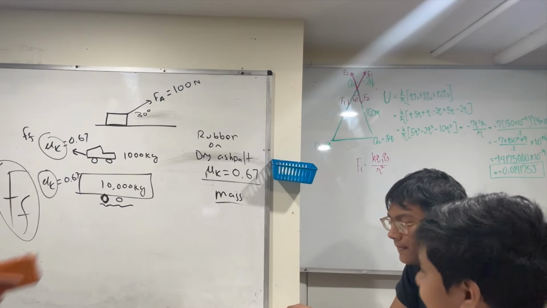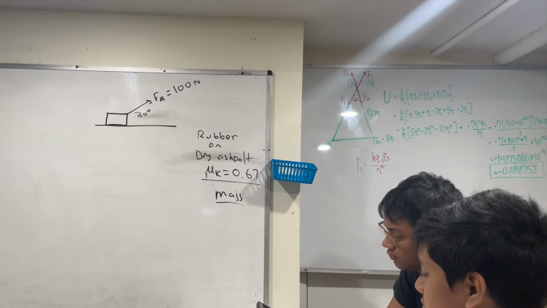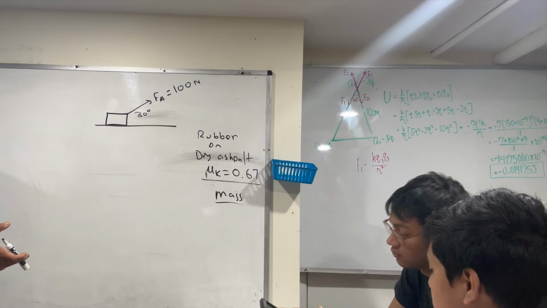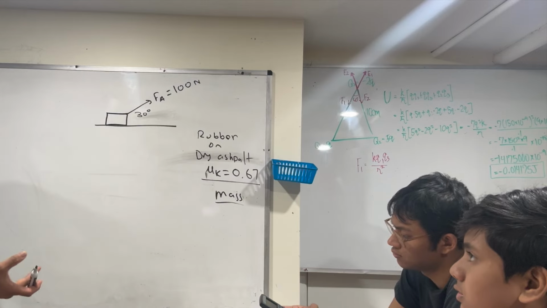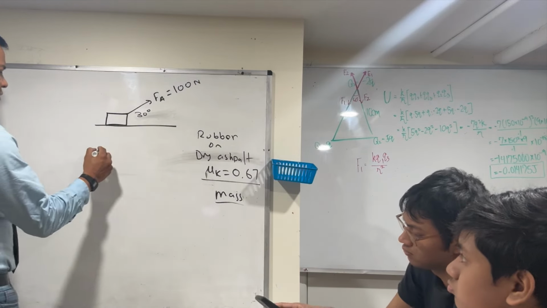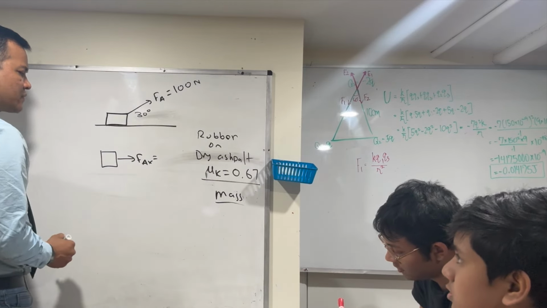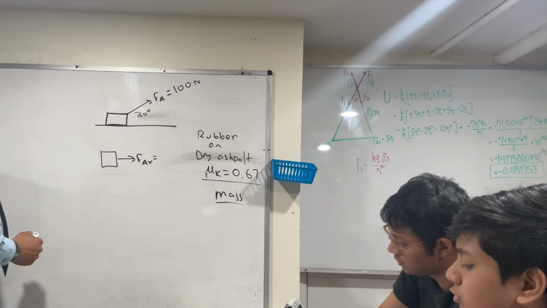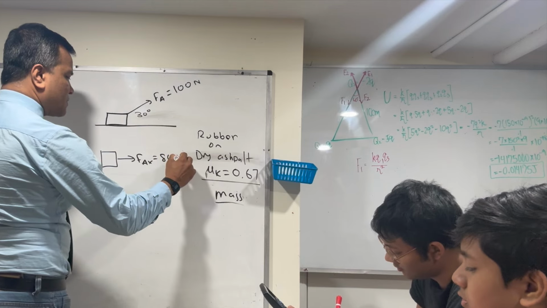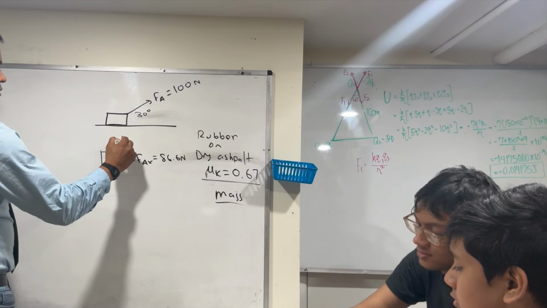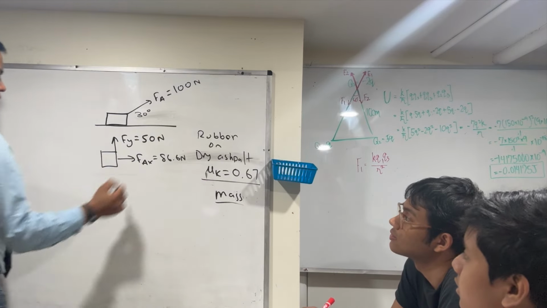With that out of the way, let's see whether we can solve this problem quickly. What we want to discover is that if you increase the mass, the coefficient of friction does not get affected. Now, the first thing, what is FAX? 50 root 3 newtons, so 86.6 newtons. What is FY? 50 newtons.